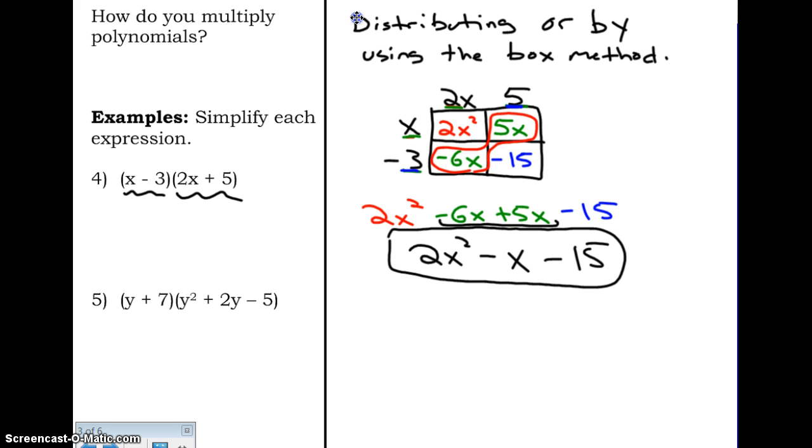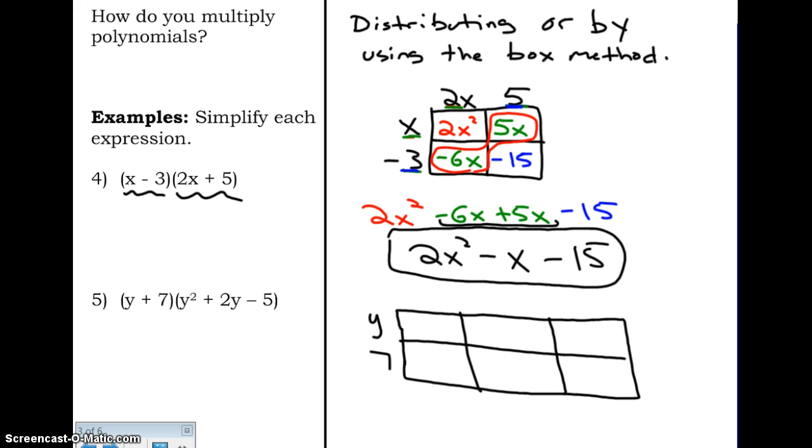All right, 1 minute to do the last one. So I'm going to set up the box. And since we have a binomial times a trinomial this time, the box looks a little different. It's more of a rectangle where you have 2 rows and 3 columns. So y plus 7, the binomial, is going to go on the side. And the trinomial y squared plus 2y minus 5 goes on the top. And now we're going to fill in the box. You can do this on your own, or you can watch me do it.